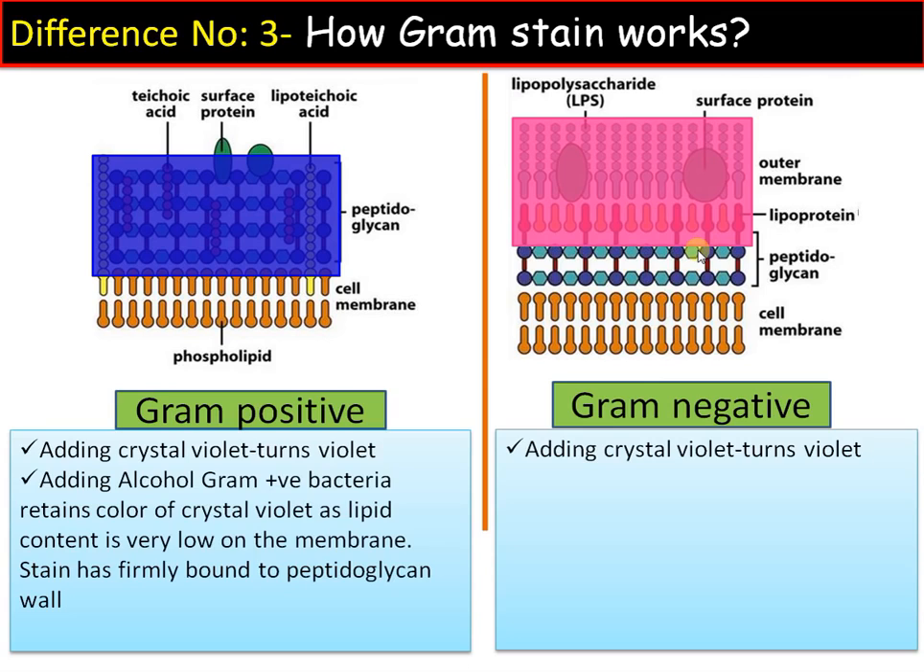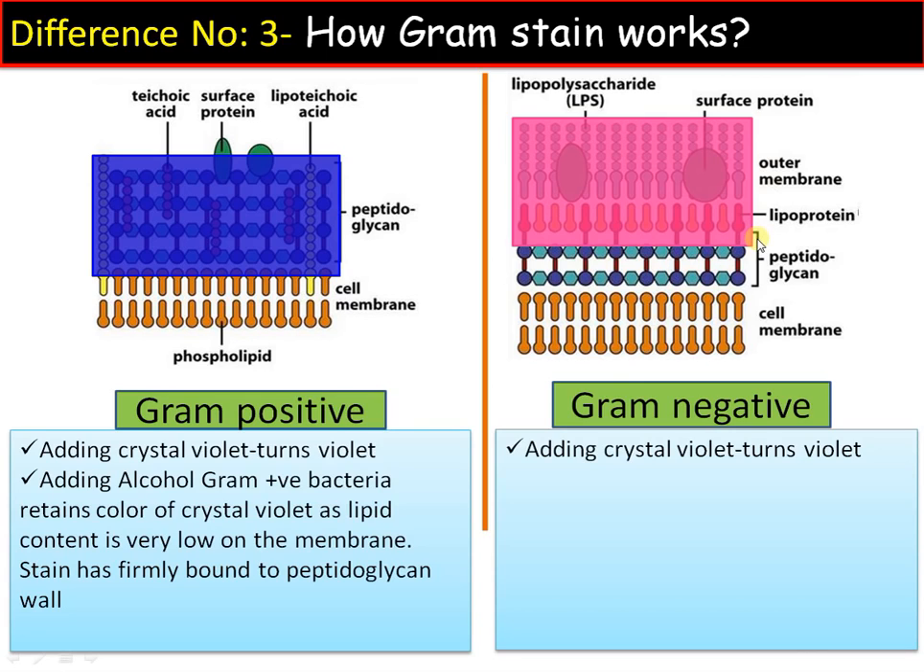The difference in staining of gram-positive and gram-negative bacteria is due to the difference in cell wall composition, especially the amount of lipid in the cell wall. In gram-positive bacteria, the lipid content is very low. Therefore, alcohol cannot dissolve the lipid, and gram-positive bacteria can retain the stain even after alcohol treatment.